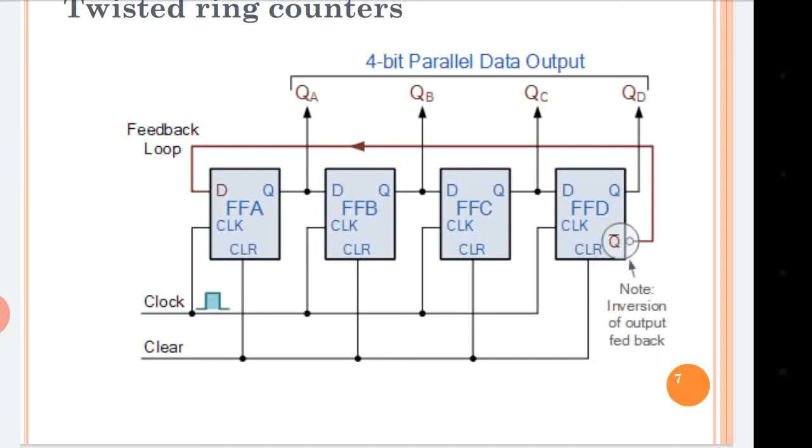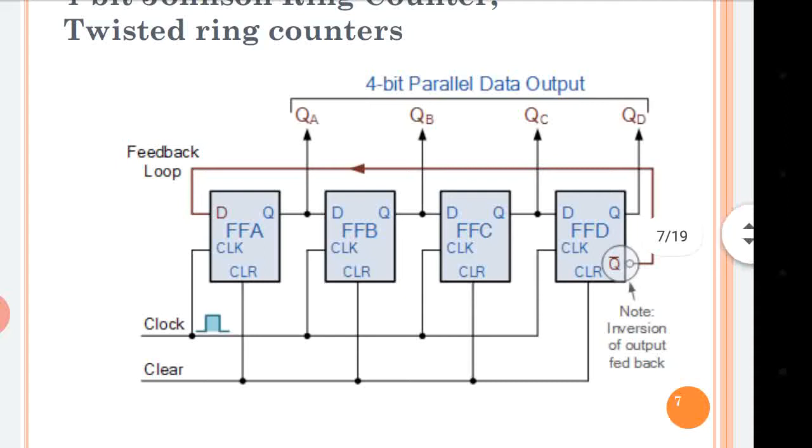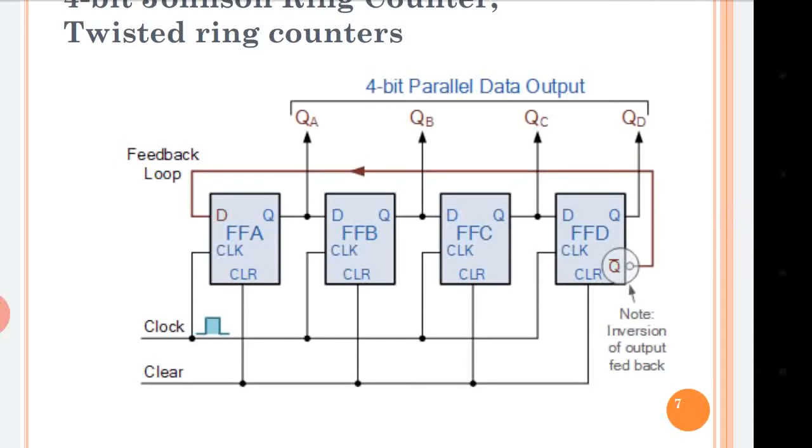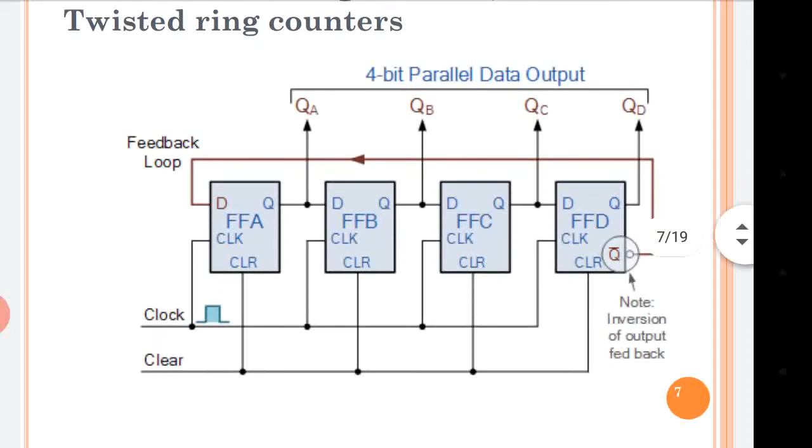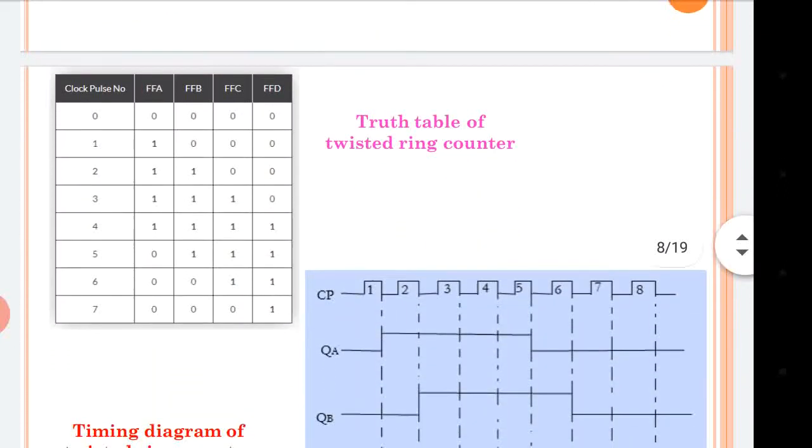Same way I told you, here the clear input of all the flip flops is activated, so that all the outputs are 0. So QA, QB, QC, QD are 0 initially, and QD bar, which will be 1, is connected to the DA, so that DA will be 1 for the next clock pulse. So observe the truth table.